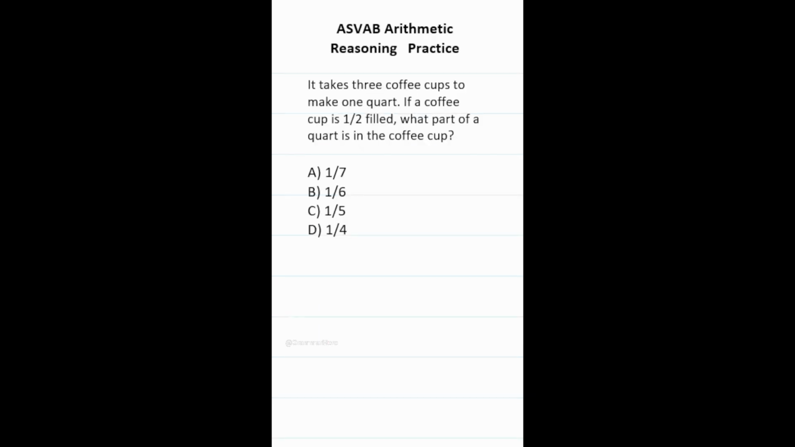This ASVAB PiCAT arithmetic reasoning practice test question says it takes 3 coffee cups to make 1 quart. If a coffee cup is half filled, what part of a quart is in the coffee cup? So at first glance, you might think this is a conversion problem. It's not. A coffee cup is a non-standard unit of measurement. That said, we're going to use a ratio to solve this one. Again, we know that 3 coffee cups correspond to 1 quart. We want to know how many quarts are in half of a coffee cup.